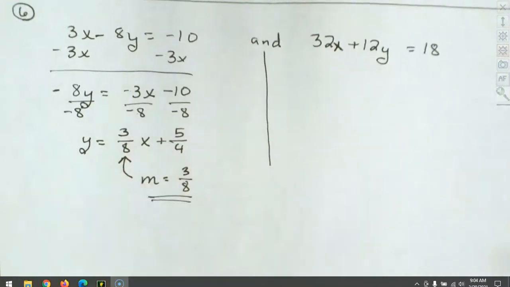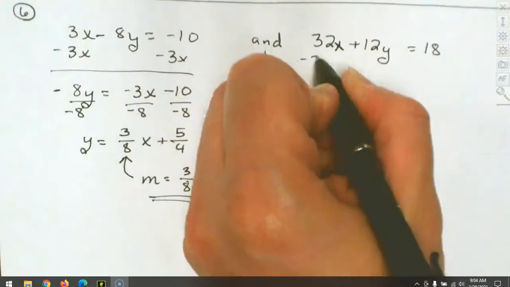So that's our n for that one. Now, if the other one comes out to be 3/8, then what do we know? Parallel. And if the other one comes out to be a negative 8/3, then they're perpendicular. And if there's something else, they're neither. So easy enough there. We're going to move that 32 over.